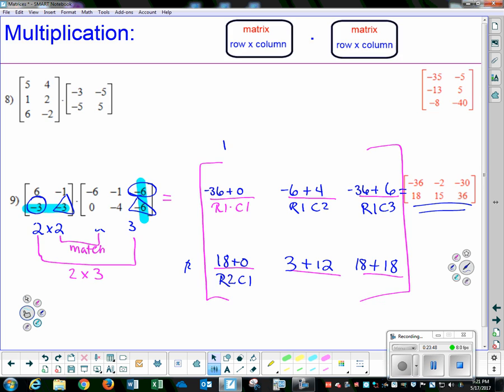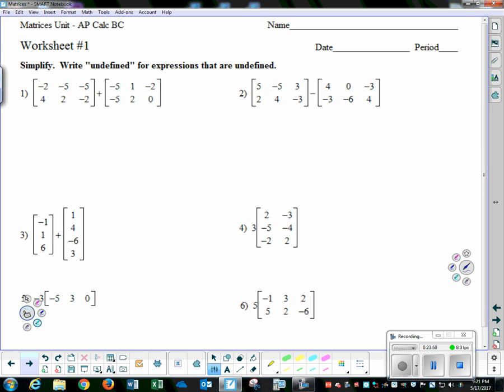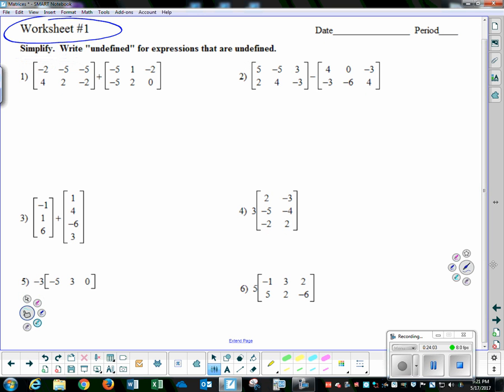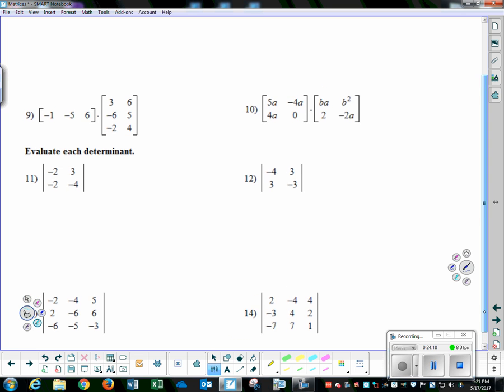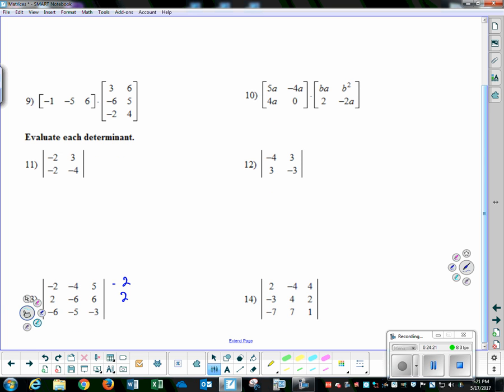All right. So you have now learned multiplication. You have a worksheet for an assignment and a little bit of addition, subtraction, scalar. Scalars are easy. You might have seen those on your ACT exam. And then you get into multiplication. Be sure you check the size of the matrix to make sure you can do it. And then you've got some determinant work. Is there a 3x3? Yep, you've got a 3x3, so you're going to extend those rows, like we talked about. And then do the diagonals.